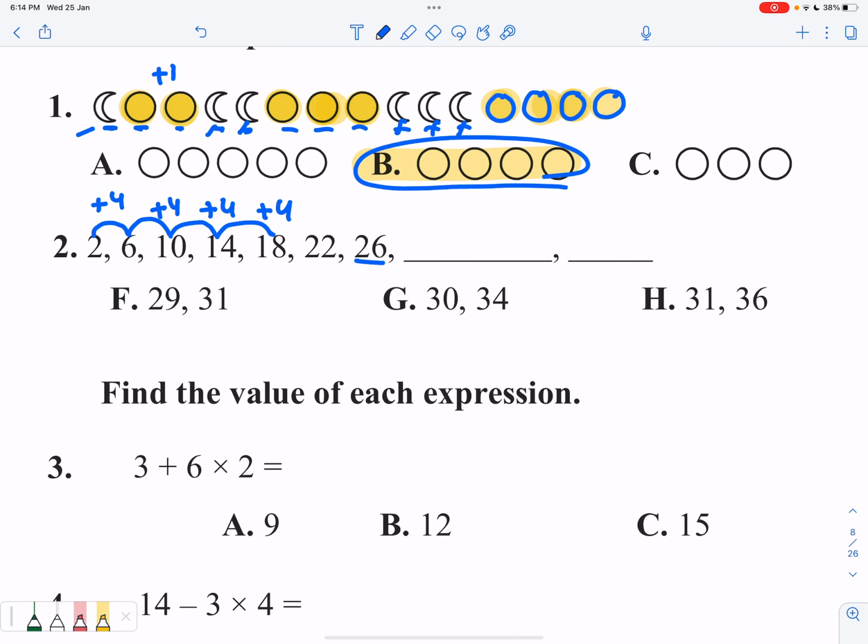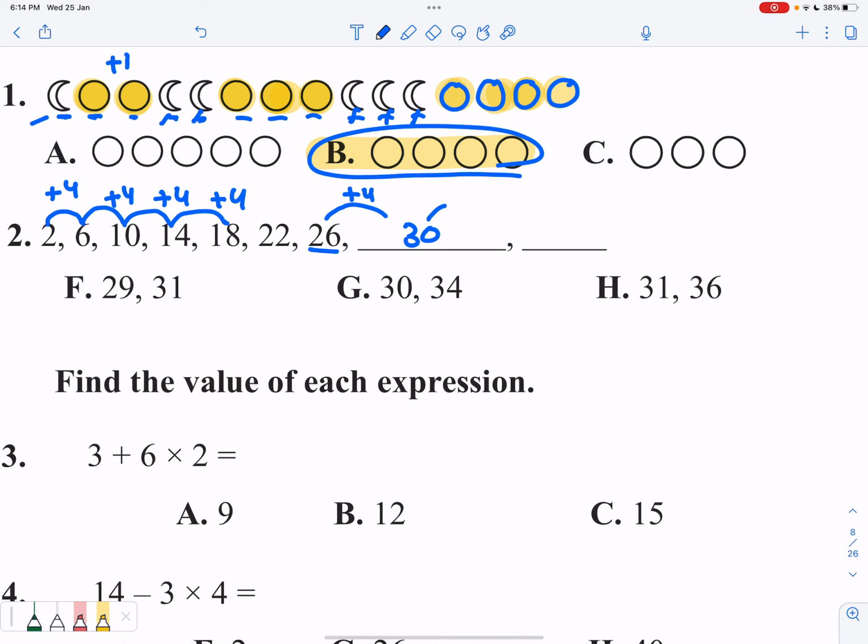So after the 26, we need to add 4 to that. So 26 plus 4 equals 30. And of course, after that, we need to add another 4. So 30 plus 4 is 34. So the correct answer is this one, which is answer G.